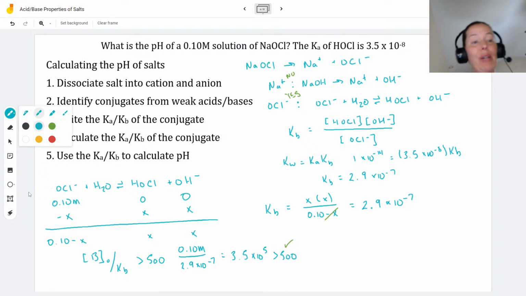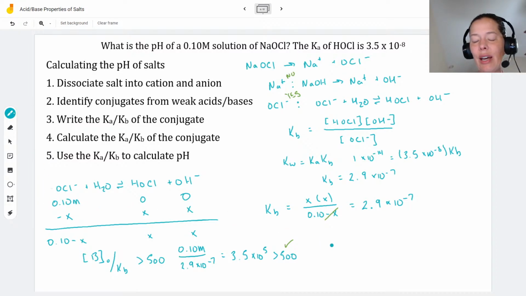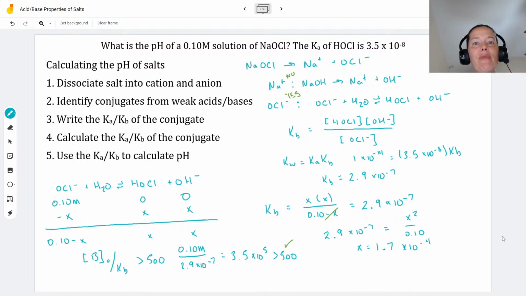How are we doing on time? Okay, because we're running a little late on time, I am going to do just one simplification here and let you guys work through the algebra. So this simplifies to X squared over 0.10, which means that X equals 1.7 times 10 to the negative 4th. Okay, great. We found what X is.